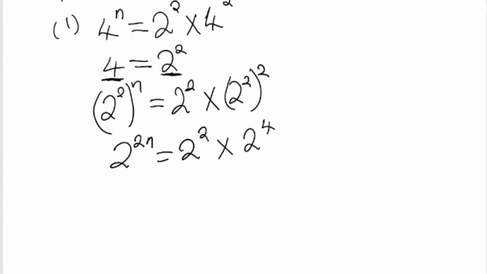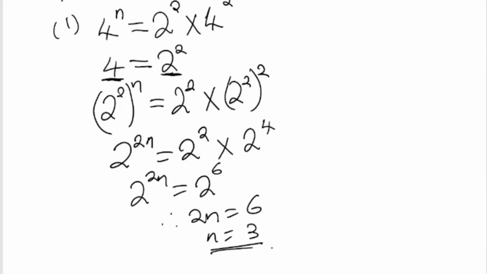Remember that when you have a raised power like this, you're simply multiplying. Okay? Now, when you have the same base, we are saying 2 to the power 2n is equal to 2 to the power, you add the powers, which is 6. And so therefore, 2n is equal to 6 and n is equal to 3. That is our 3 there. Okay? Let's look at the second way.